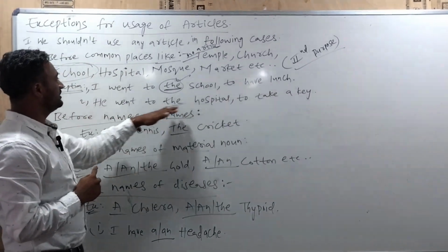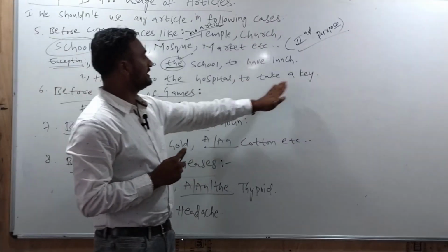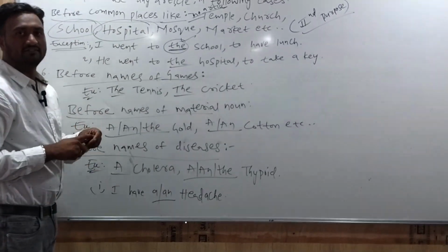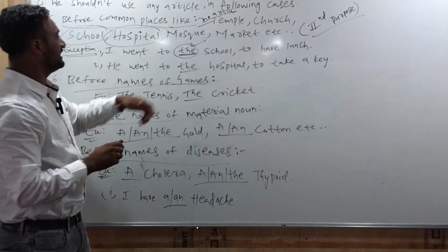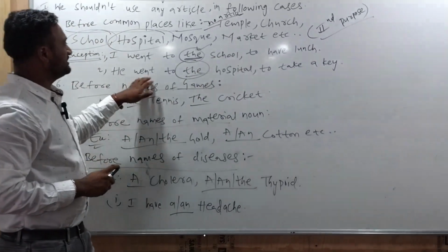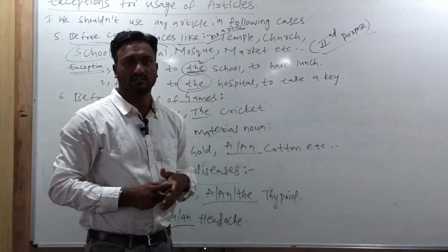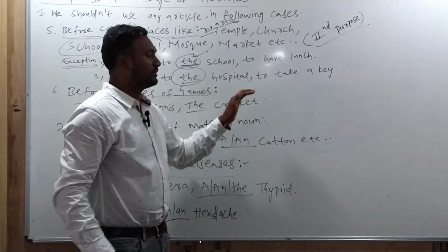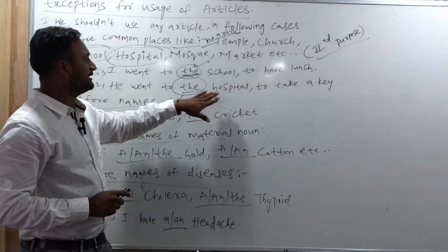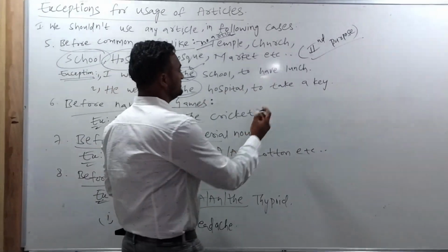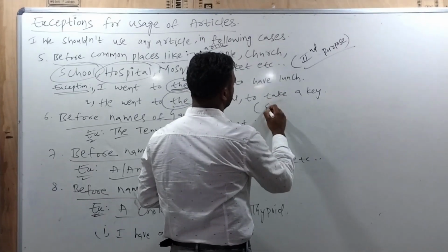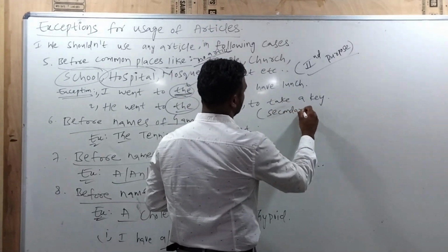And here, he went to the hospital to take a key. Hospital is also a common frequently visited place by people where we should not use any article, but I used article the here. So basically we go to hospital to consult a doctor to cure any disease, right? But I went there to take a key, which is said to be a secondary purpose. So that is the reason we can use article the. You can write here secondary purpose.